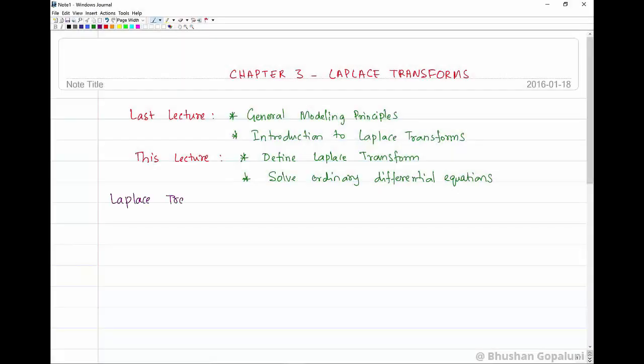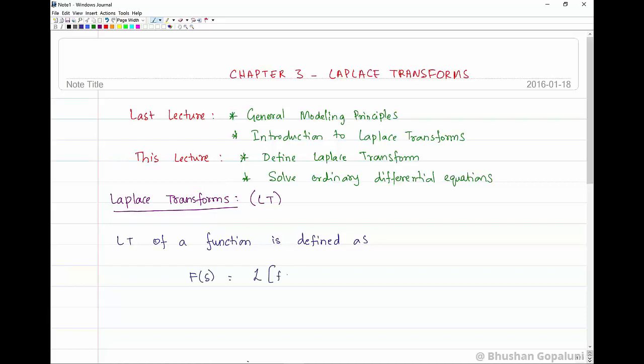Let's define what Laplace transforms are. I'm going to use LT for short to denote Laplace transforms. Laplace transform of a function is defined as an integral of that function multiplied by an exponential function. The integral is between 0 and infinity.